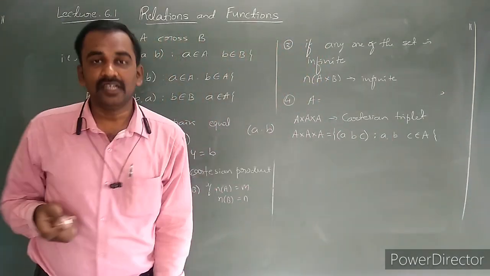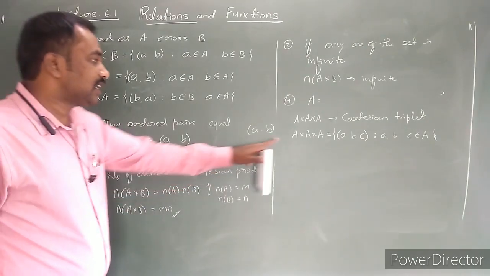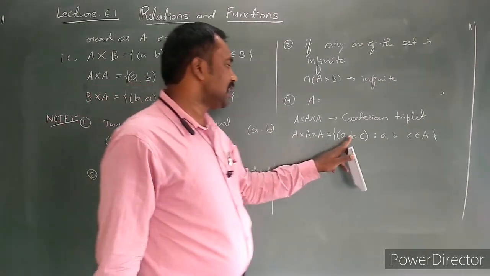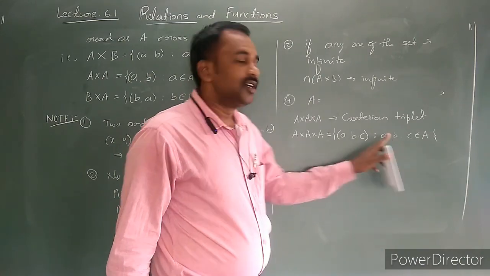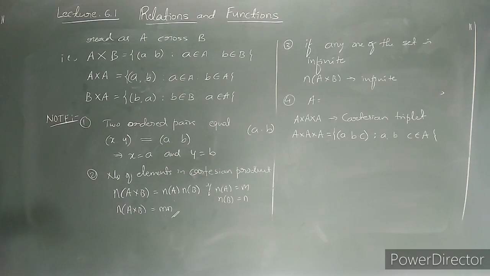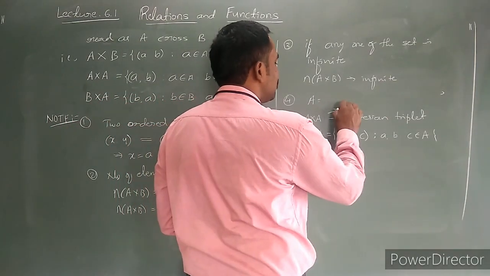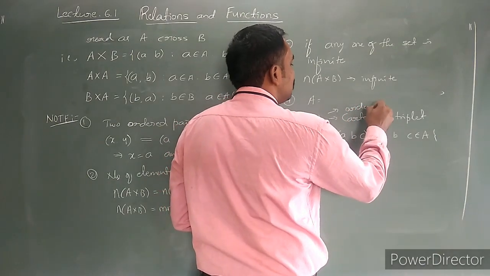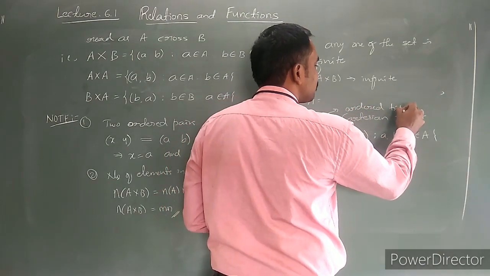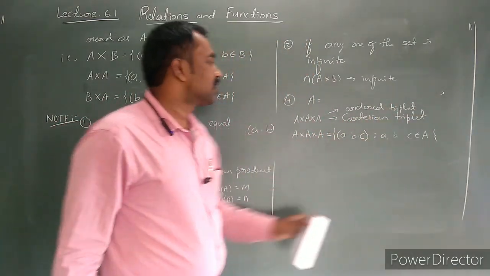This is the set builder form of the Cartesian triplet. Are you clear? Very simple thing is the Cartesian triplet. A cross A is equal to (A, B, C). Another name for the Cartesian triplet is the ordered triplet. Whatever word you mention, Cartesian triplet or ordered triplet, there is nothing more to it.